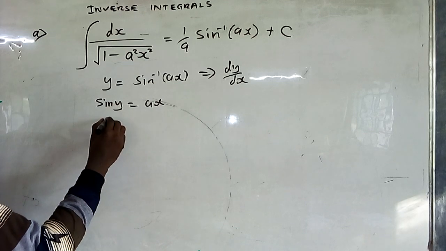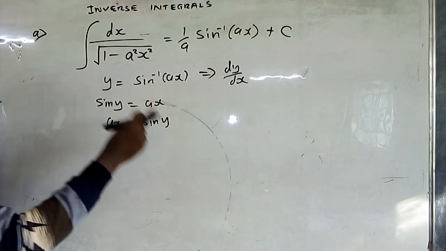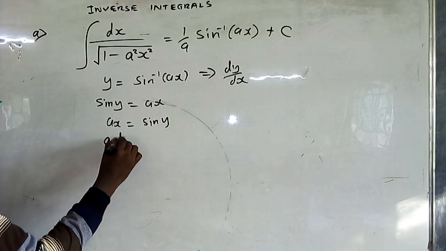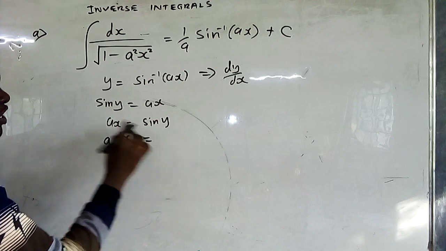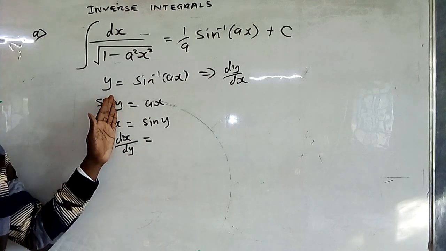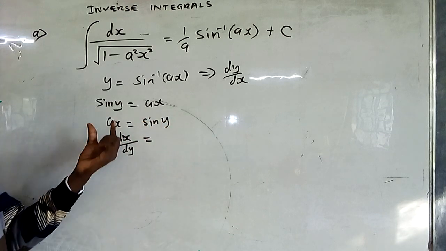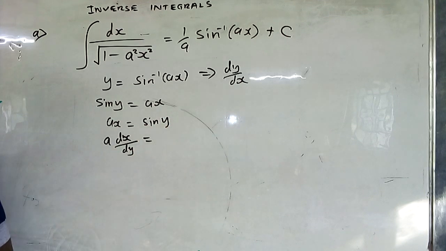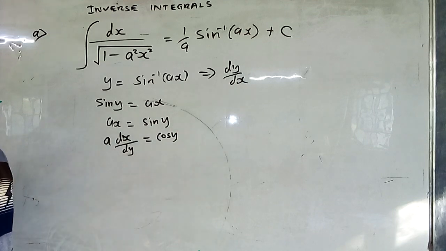So from here, we have ax is equal to sine y. So it's like we are differentiating x with respect to y. A is a constant. If you differentiate x with respect to y, you get a dx over dy, isn't it? If you differentiate sine y with respect to y, remember we are differentiating both sides of the equation with respect to y, you get cos y, then you remain with dy over dy, which is 1.